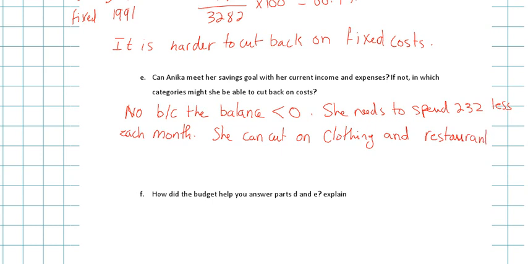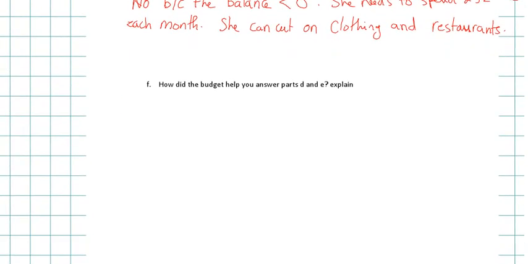How did the budget help you answer parts D and E? I'm just gonna answer them. So basically, it shows the total income and the total expenses, right? And it also splits the fixed and the variable expenses, right? So it helps you know if you're making the budget, if you're balancing, and number two, it tells you where you can cut.